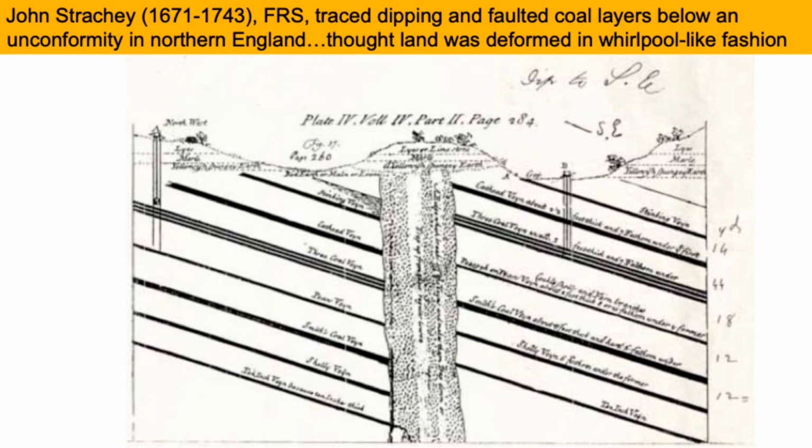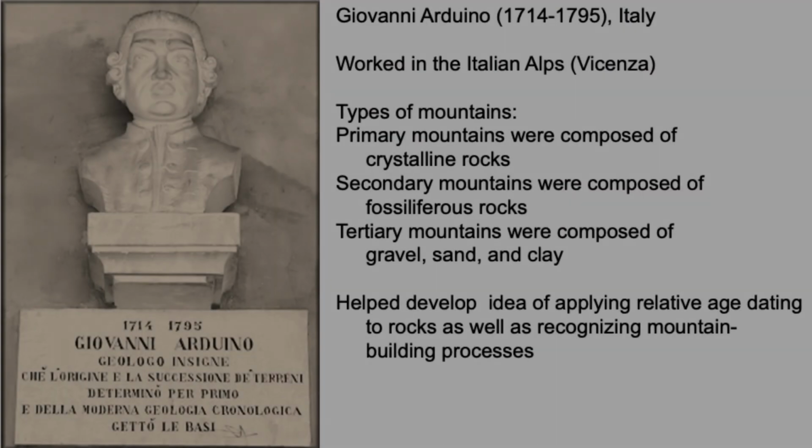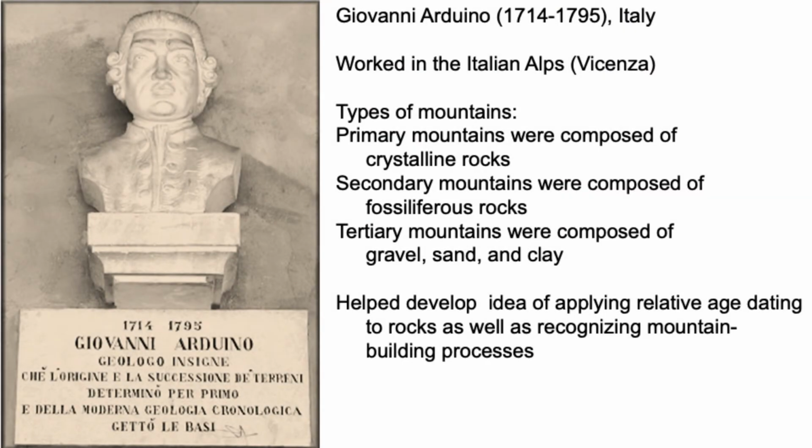On to the next guy here. We've examined Steno, and we've talked about John Strachey slightly. So this is our third individual to talk about here, and his name was Arduino. Giovanni Arduino lived and worked in the northern part of Italy in the Alps, close to Vicenza. He's the first guy to identify that there are different ages to these mountains as well.